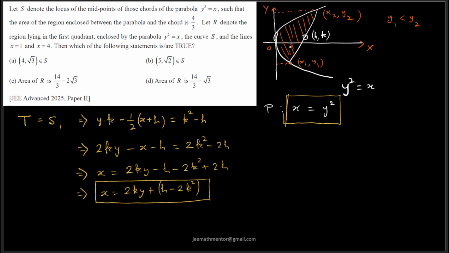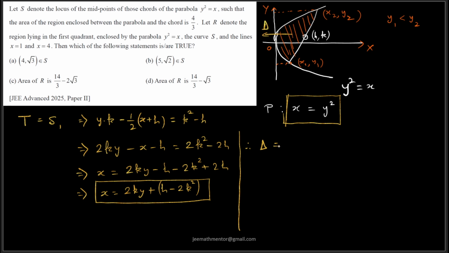And therefore this area is given to be 4 by 3. We will get involved 4 by 3 later. First, let us just find out this region's area in terms of h and k, and of course y, I think. So let's call this shaded region delta.